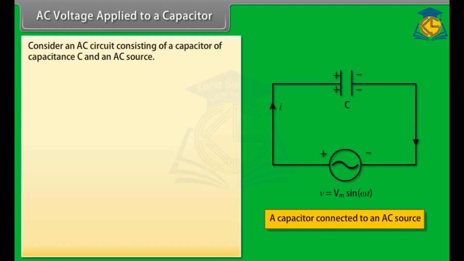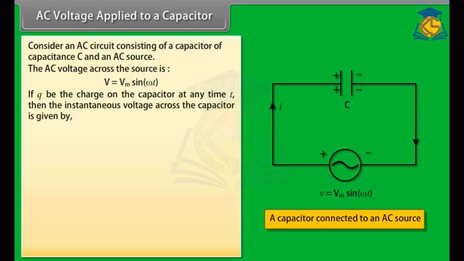AC voltage applied to a capacitor. Consider an AC circuit consisting of a capacitor of capacitance C and an AC source. The AC voltage across the source is V is equal to Vm sin omega t.